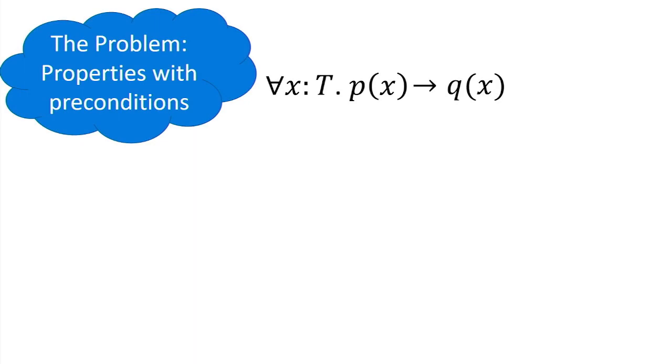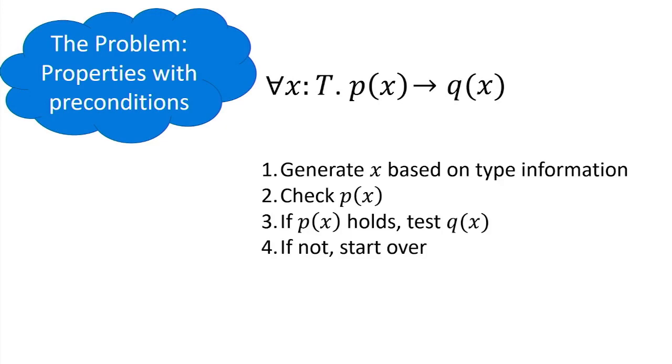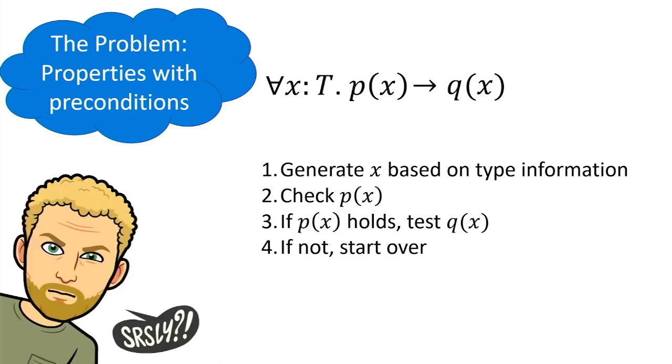How does what I said apply here? Well, you generate x based on type information. You check whether p holds. If it does, you test the interesting part. Otherwise, you start over. But if p is very, very sparse and is satisfied by relatively few inputs, well, you're not going to have a very efficient time doing this.